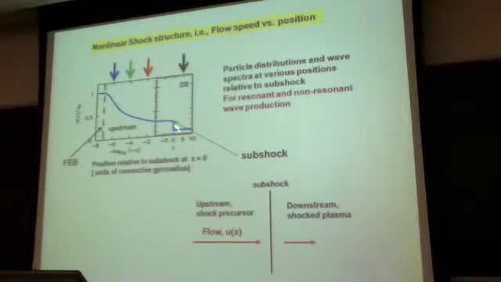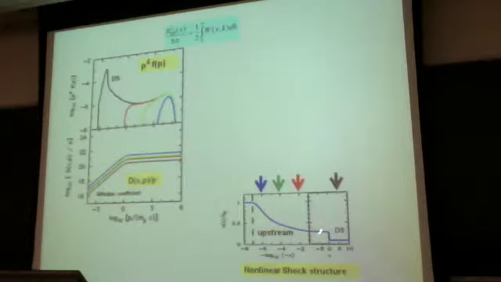So here's our shock structure. Flow speed is smoothed by the back pressure of the cosmic rays. Flow coming in, subshock, shock plasma here. We have different positions. This is the subshock, this is the precursor. So far upstream, we have a distribution like this. As we get closer to the shock, we get a distribution like this. This is what comes out of the Monte Carlo.